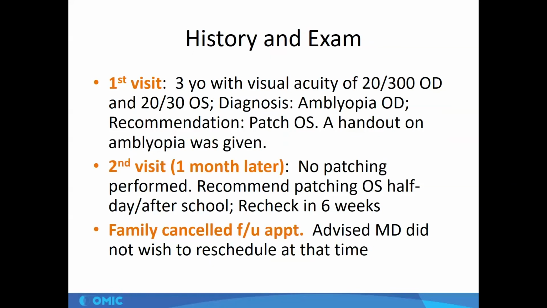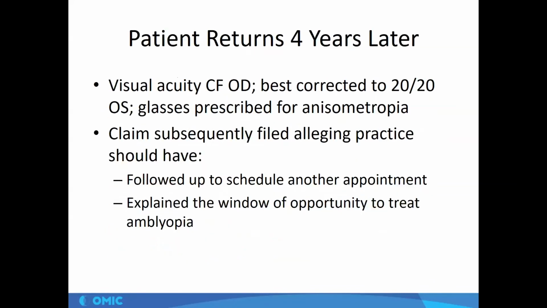Well, the family called to cancel the follow-up appointment and advised the office that they did not wish to reschedule an appointment at that time. Well, the patient returned 4 years later, and the visual acuity was now count fingers in the right eye, best corrected to 20/20 in the left, and glasses were prescribed to treat anisometropic amblyopia. A claim was filed alleging the practice should have followed up to schedule another appointment, or the physician should have explained the window of opportunity to treat amblyopia more completely.